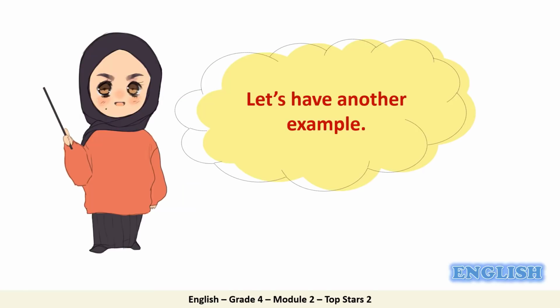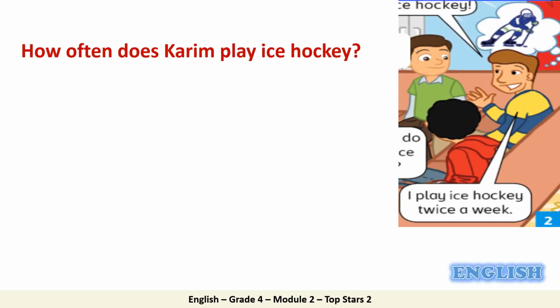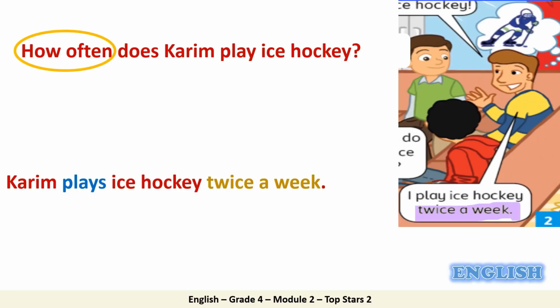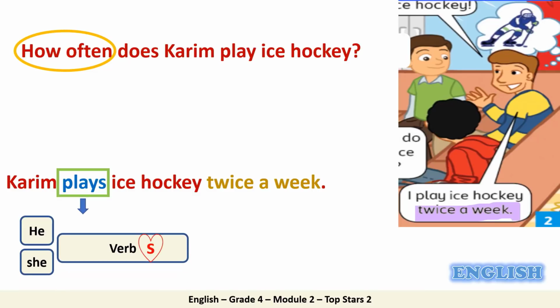Let's have another example. Now let's read this question together. How often does Karim play ice hockey? This question starts with how often, because we are asking about how many times Karim plays ice hockey. Now look back at the picture and try to find the answer. Correct. The answer is twice a week. So the full answer of this question will be Karim plays ice hockey twice a week. Pay attention at the verb plays. This verb comes in a present simple form because we are talking about something happens on regular basis. So whenever we have he or she, the verb comes with S.